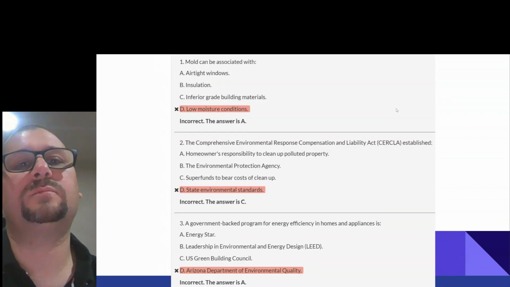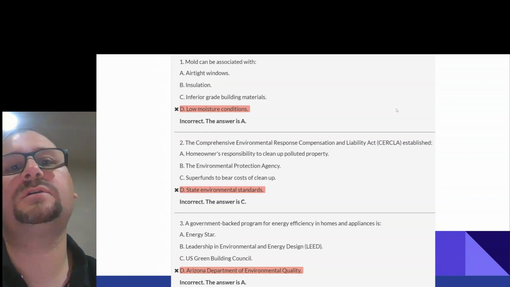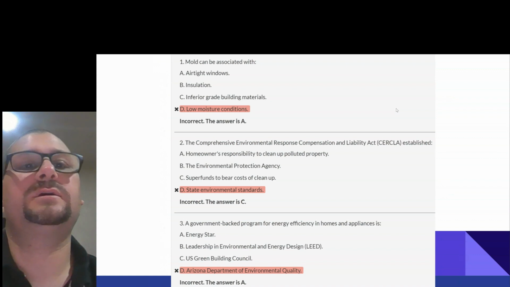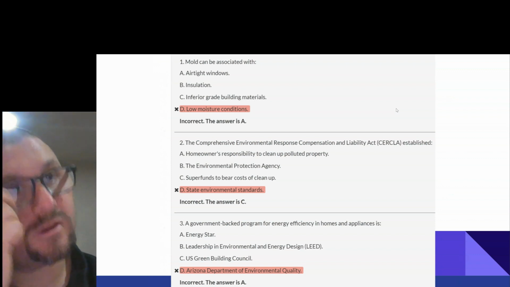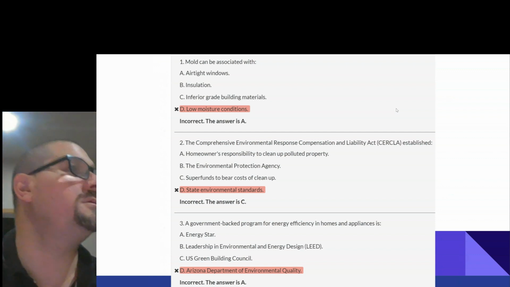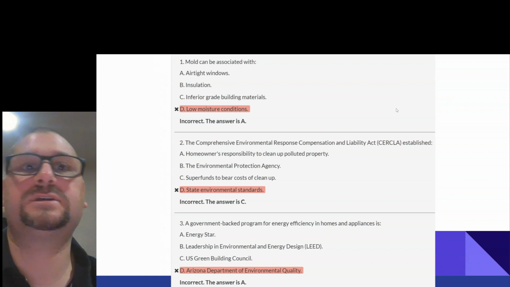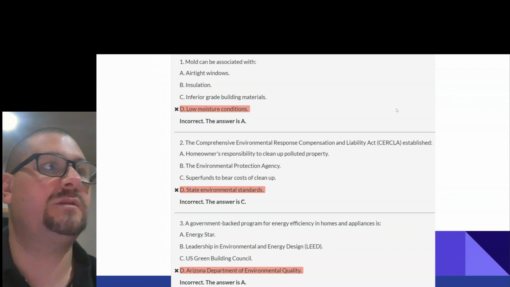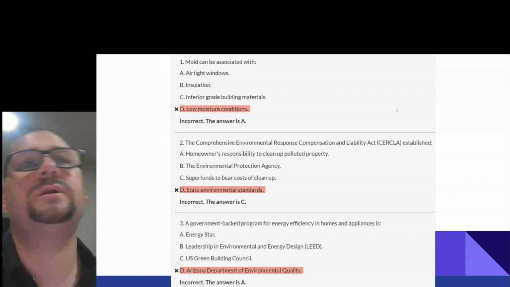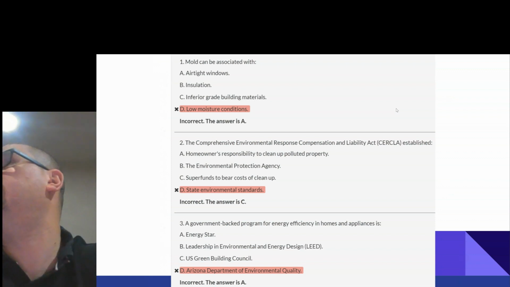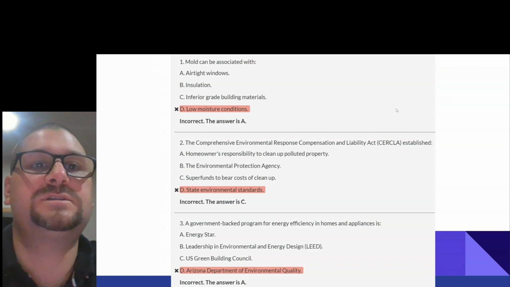All right, so number one, mold can be associated with what? Alpha, airtight windows. If you have airtight windows, no ventilation can occur. What can occur? Mold. Right, so you don't want airtight windows. You want sound ventilation.